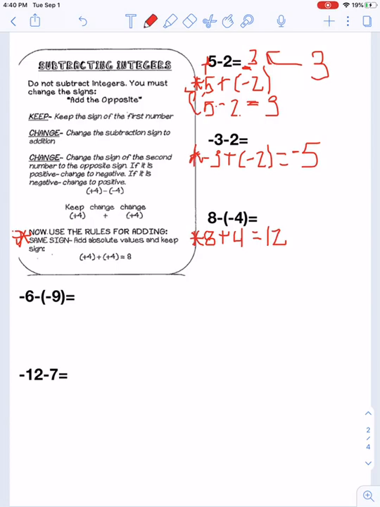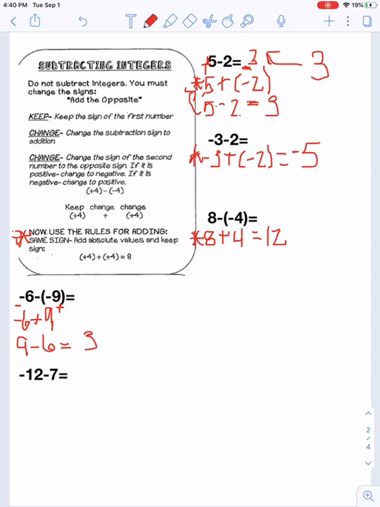Negative 6 minus 9. Okay, we're subtracting, so I have to keep the first number, change it to addition, change it to the opposite, which is a positive 9. So now I have a negative and I have a positive number. Therefore, I have different signs. So different signs I need to subtract. So I do big number minus small number, and I get 3.